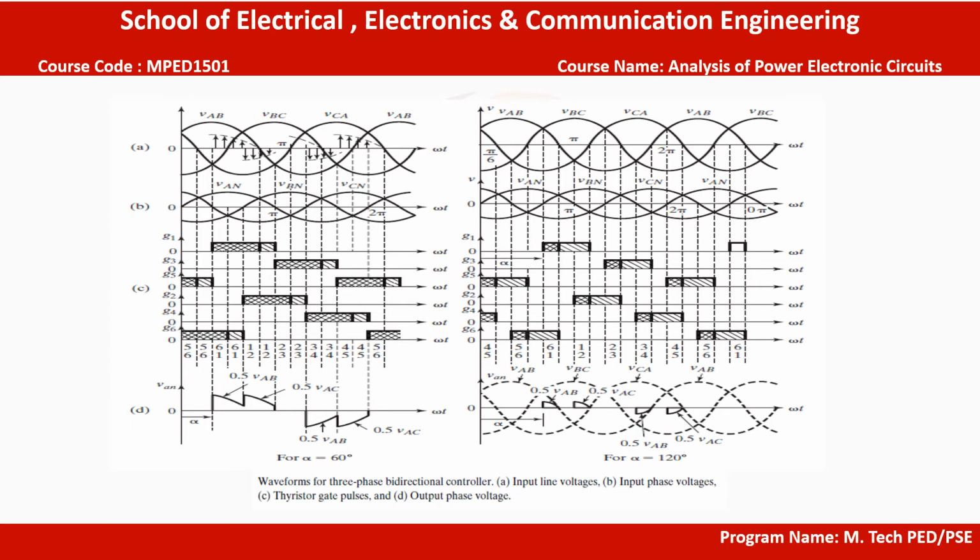For alpha greater than 60 degrees and less than 90 degrees, only two thyristors conduct at any time. For alpha greater than or equal to 90 degrees and less than 150 degrees, although two thyristors conduct at any time, there are periods when no thyristors are on. For alpha greater than or equal to 150 degrees, there is no period with two conducting thyristors and the output voltage becomes 0 at alpha equal to 150 degrees. So the range of delay angle is alpha greater than or equal to 0 degrees and less than or equal to 150 degrees.